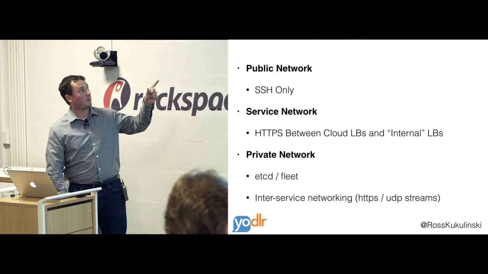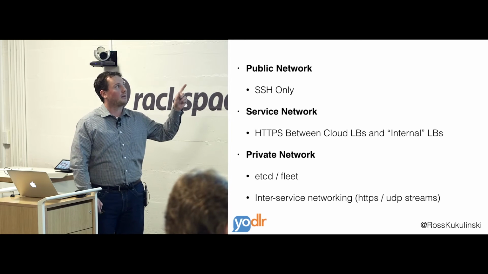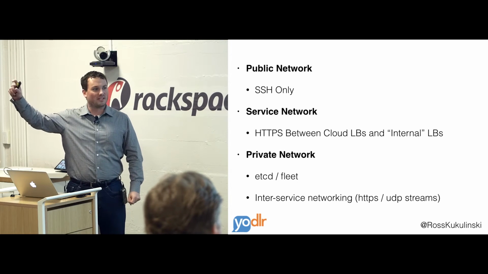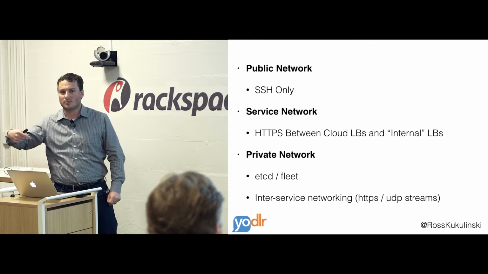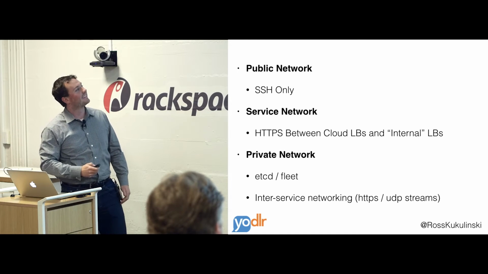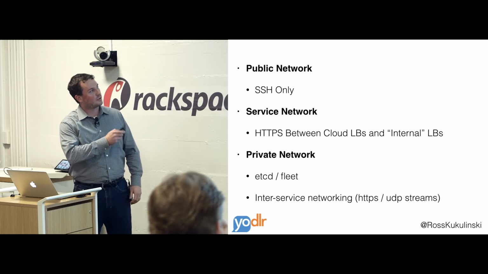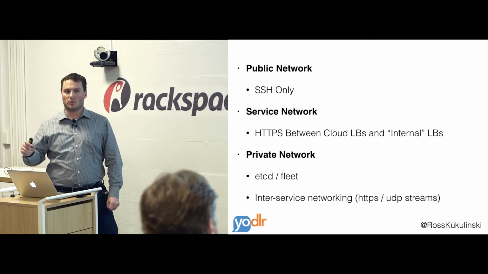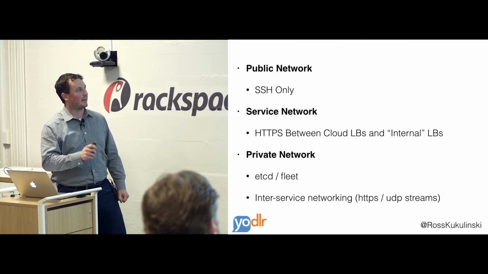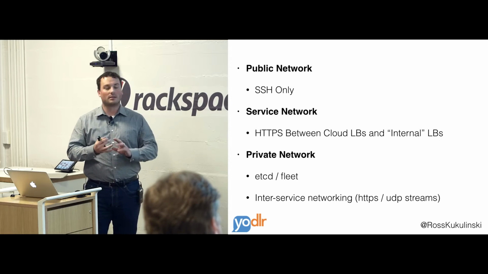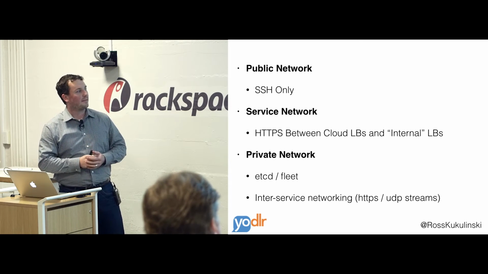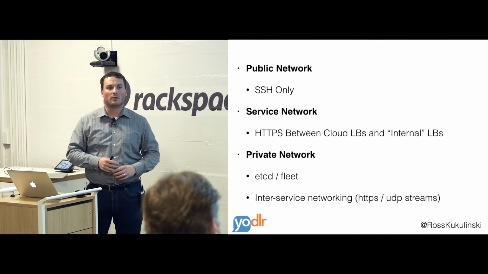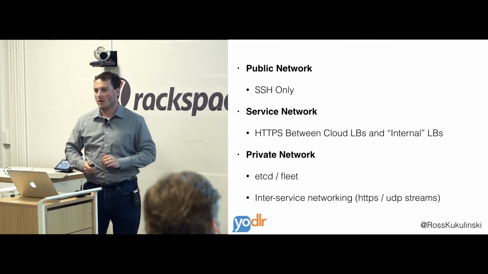So on our public network for security purposes, really the only thing that we have there is SSH. If you're really security conscious, I guess you could not have any SSH there and have a separate machine that's unrelated to your clusters, and that's your entry point to then access the private network. I don't have time for that. There's the service network. We connect to the load balancers, and they connect specifically and only to internal load balancers inside of our CoreOS cluster, and I'll get to that. And then on the private network, that's where etcd and Fleet, Fleet uses etcd, and then all of our microservices, which are primarily HTTPS and UDP streams for audio, all run over that private network. Are there any questions so far?